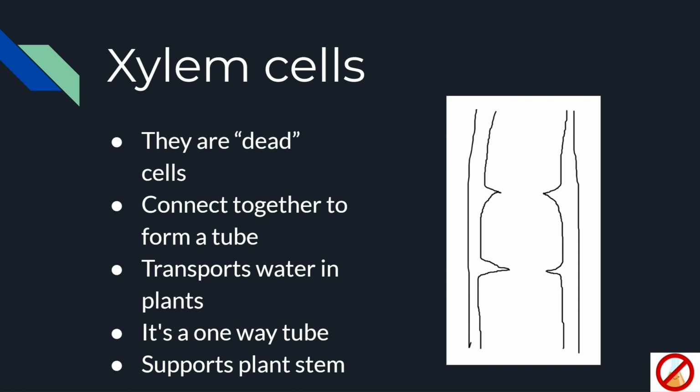The whole purpose of xylem cells is to transport water up the stem to the leaves. So what we call this is a one-way tube. Water can only go one direction, which is up. And another function of xylem is because it has this strong fiber structure, it supports the plant stem, basically allowing the plant to stand up straight.